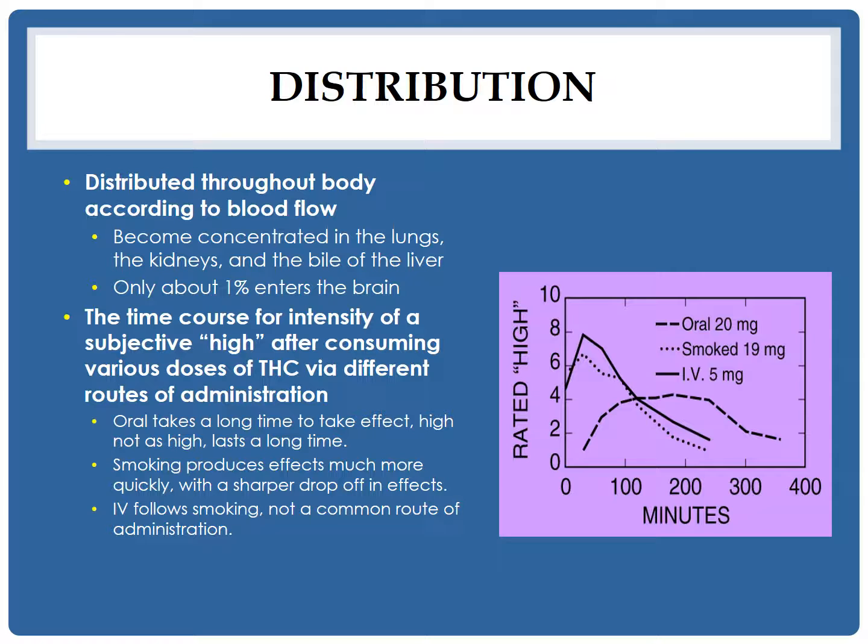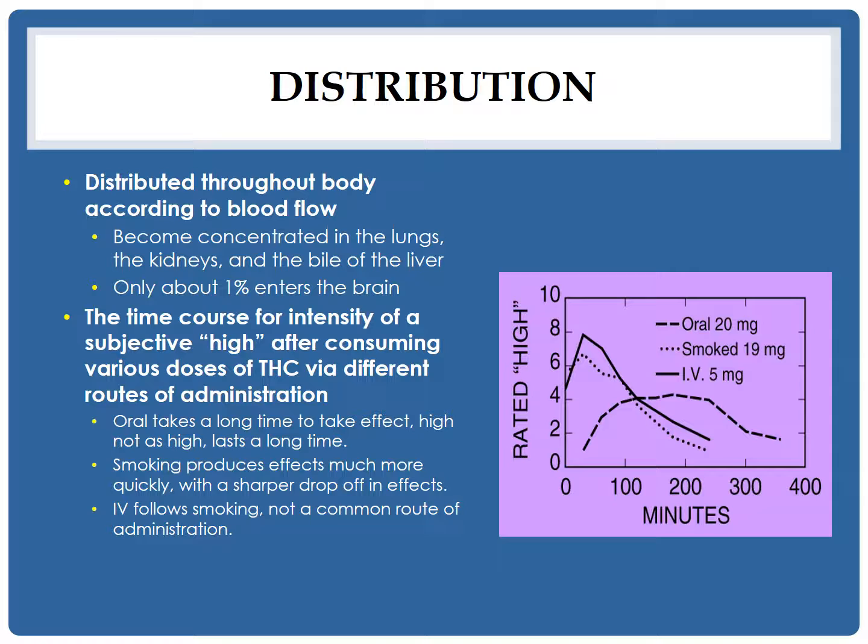And then the graph on the right side of the slide is figure 14-1 in your textbook. And this shows the time course for the intensity of a subjective high after consuming THC through 3 different routes of administration. So on the horizontal axis, it's time in minutes. 100 minutes is just a little under 2 hours. 300 minutes is 5 hours. You know how long a minute is. Vertical axis is the subjectively rated high. They asked subjects to rate their high on a scale of 1 to 10, and this is what was reported.